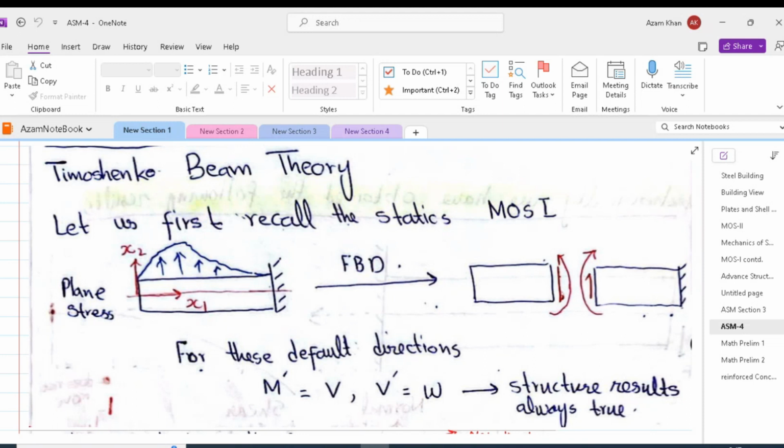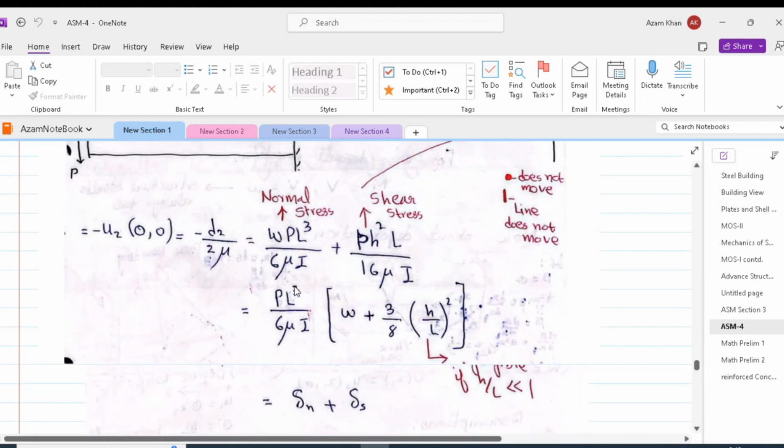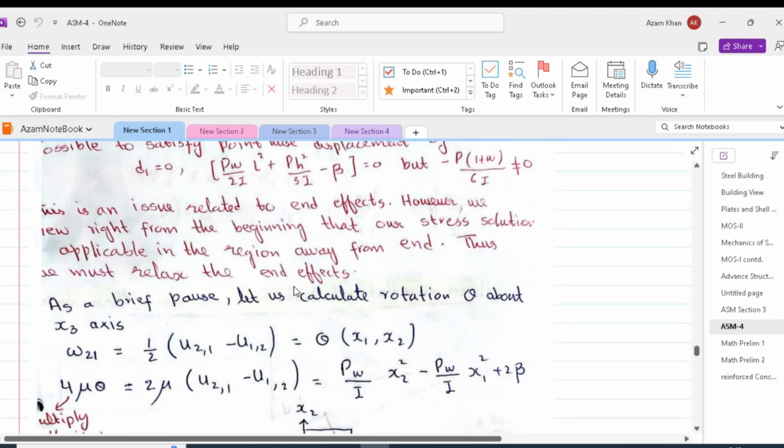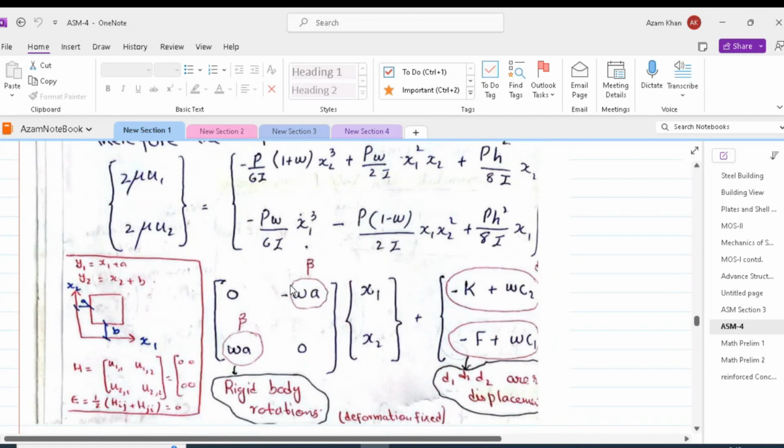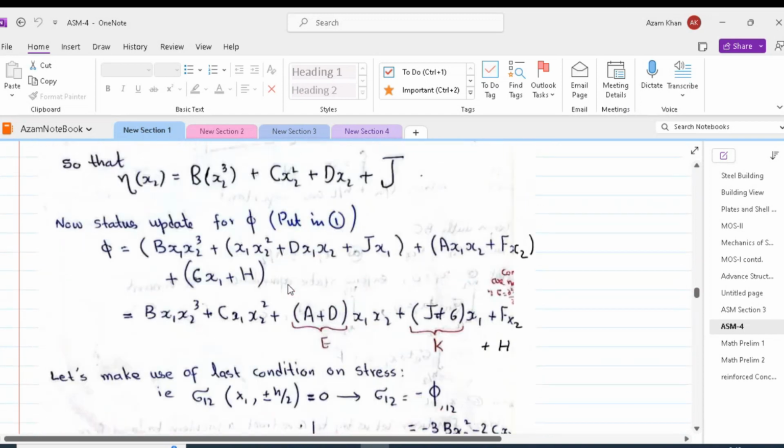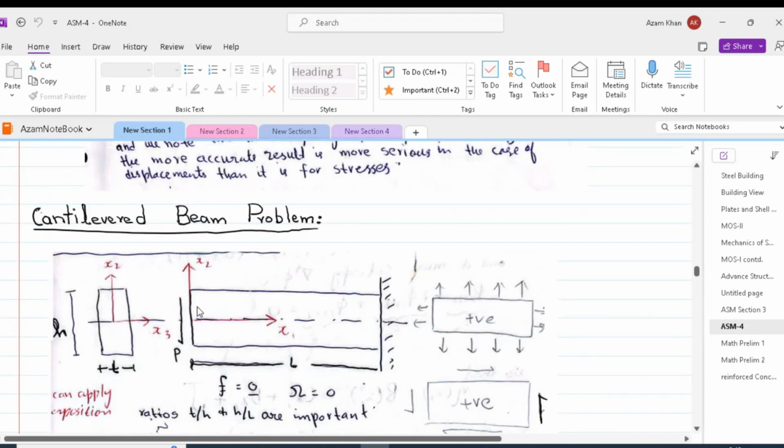In contrast, the Timoshenko beam theory considers the effect of both bending and shear deformation. Shear deformation becomes very important in beams with high aspect ratio. In other words, if the depth to span ratio of a beam is very high, then shear deformation will be significant. The significance of shear deformation was discussed in our previous example of a cantilever beam subjected to concentrated load.